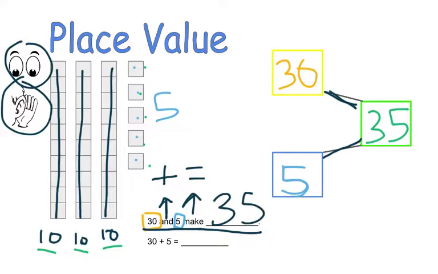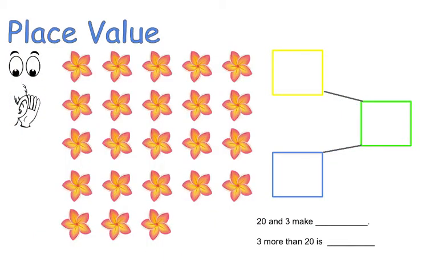And then they have the addition sentence here as well. 30 plus 5 equals 35. So these are just two different ways to say the addition sentence, the equation. Okay, next example with the flowers. I want you to count how many flowers are there.